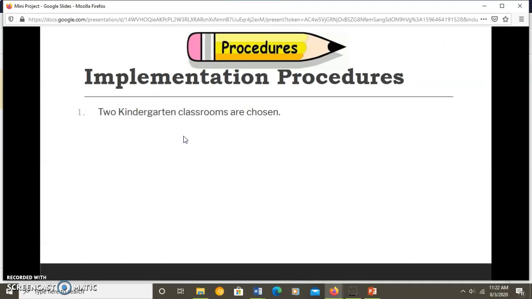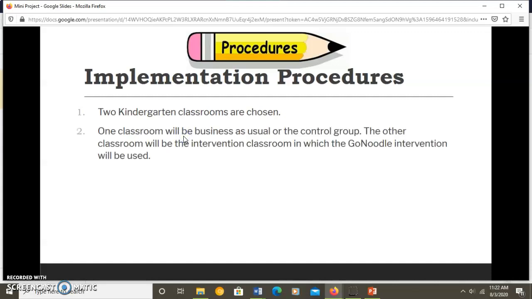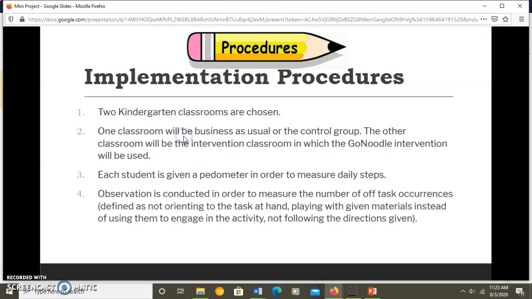Well, number 1, 2 kindergarten classrooms are chosen. Number 2, one classroom is going to be business as usual, or our control group, and the other classroom will be the intervention classroom in which the Go Noodle intervention will be used. Number 3, each student will be given a pedometer in order to measure daily steps, so that's another layer of our experiment.